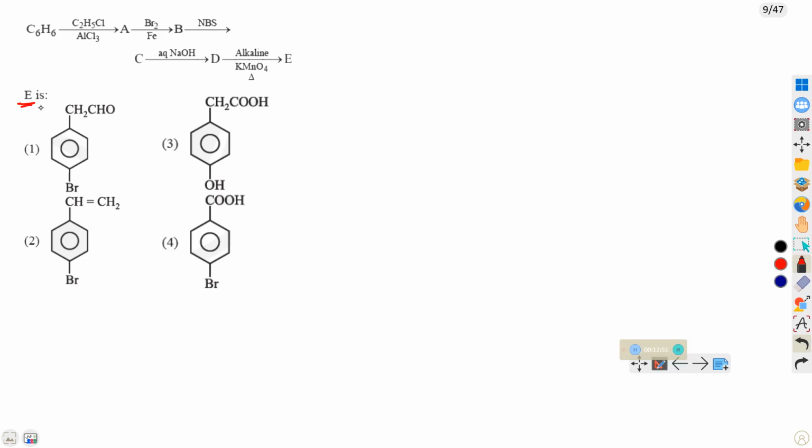Identify E in this reaction. First of all, benzene. Benzene reacts with C2H5Cl. Then this is called as Friedel-Crafts alkylation reaction. Then A is equals to ethyl benzene, C6H5CH2CH3. Ethyl benzene reacts with bromine in the presence of iron. This is called as halogenation.